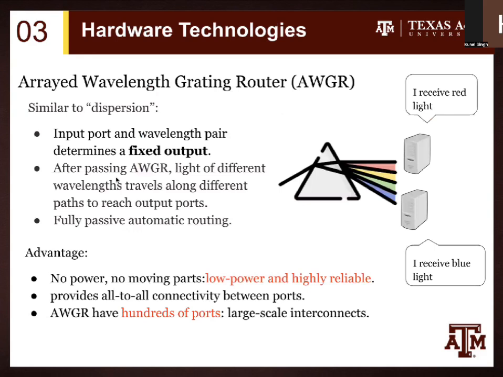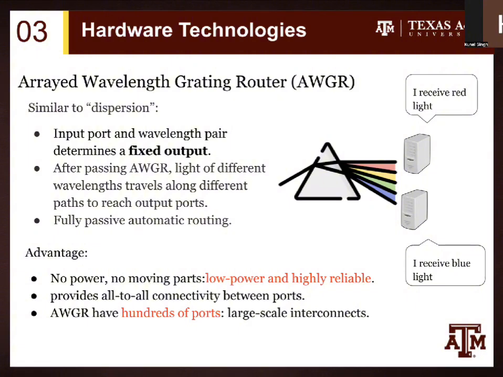The AWGR, or Arrayed Waveguide Grating Router, works on a principle similar to light dispersion. Here, each dispersed wavelength is directly routed to a specific output port. This setting does not include any electrical or mechanical moving part that may introduce propagation delay or latency.